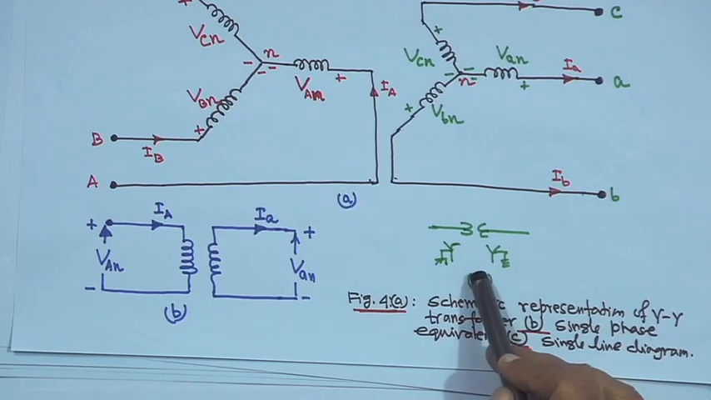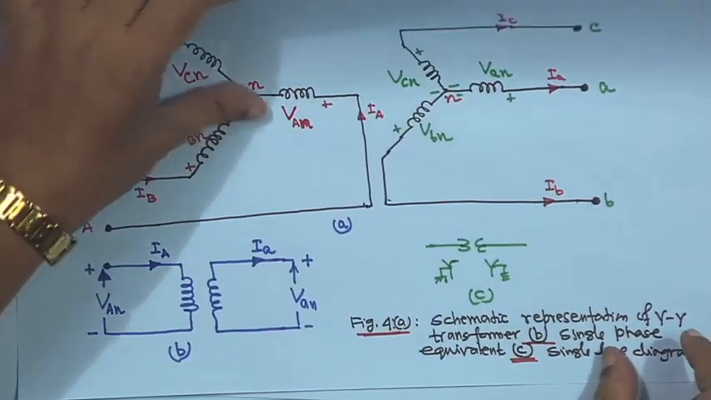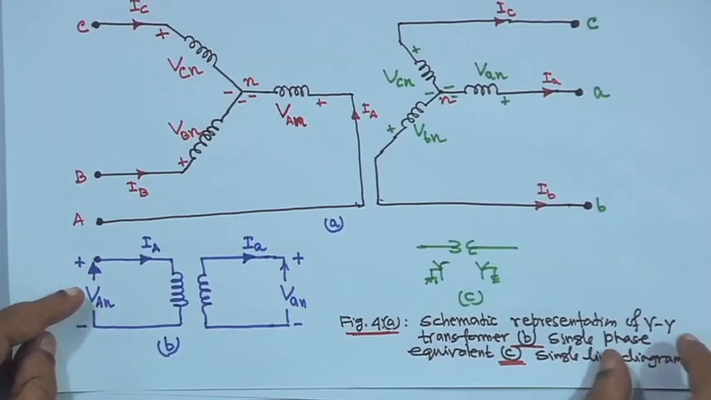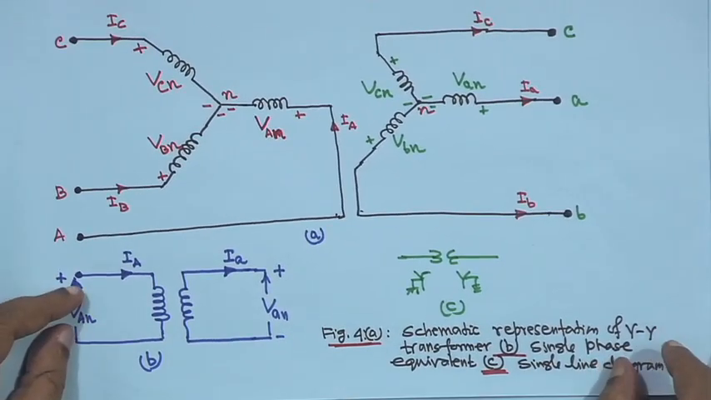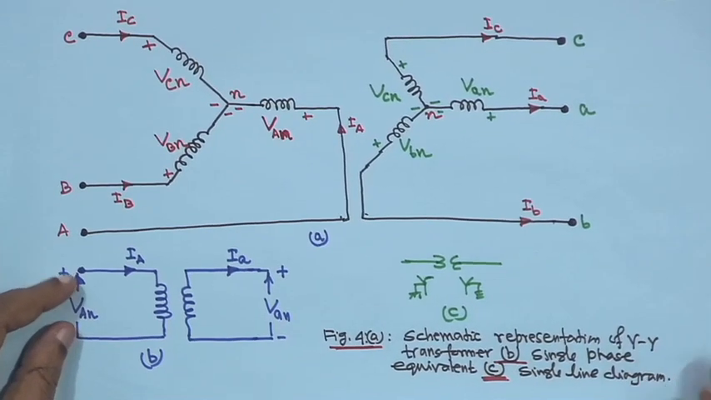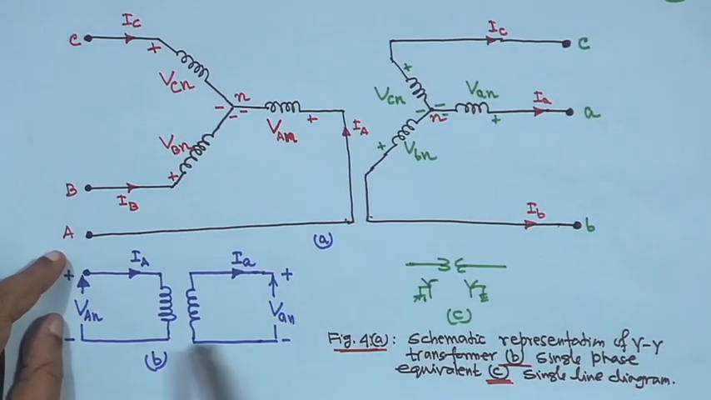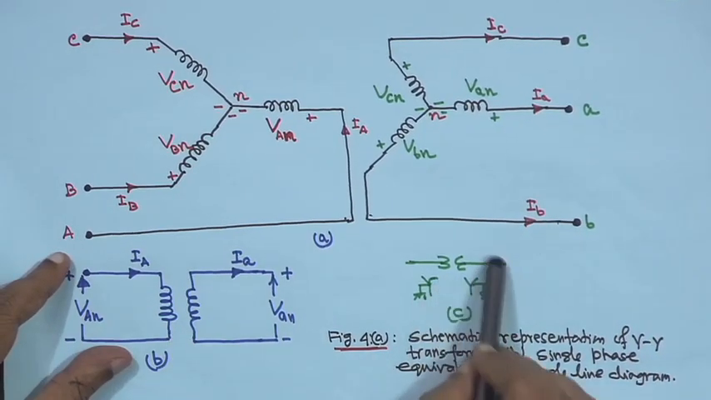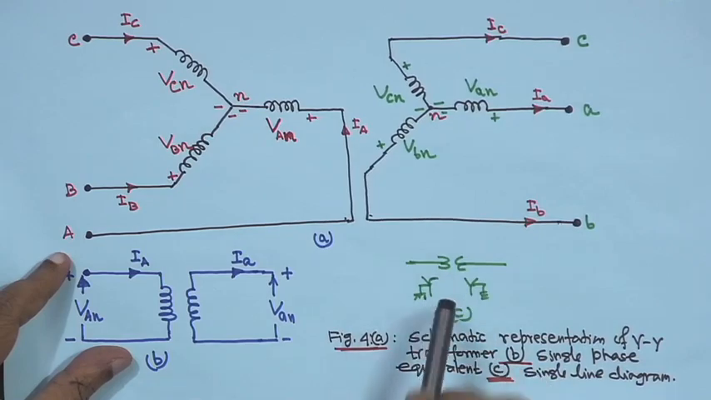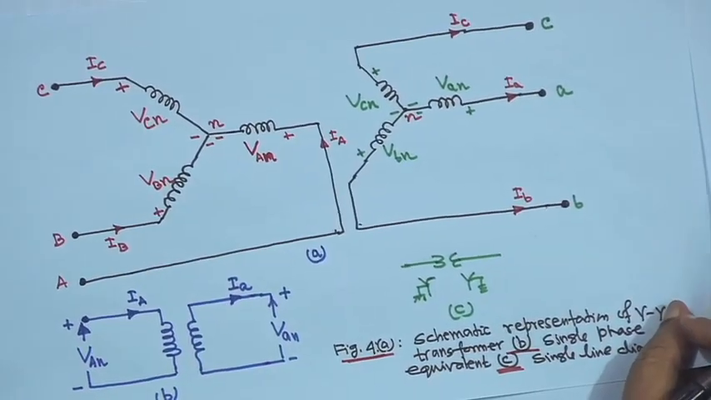This is a single line diagram of a star star transformer. Later, when you study load flow studies, we will see much more, but here the magnetizing component will be neglected for this representation, right. So, the first one is the schematic representation of the star star transformer, this is the single phase equivalent, and this is the single line diagram of the transformer, right. Now, we will come to star delta.